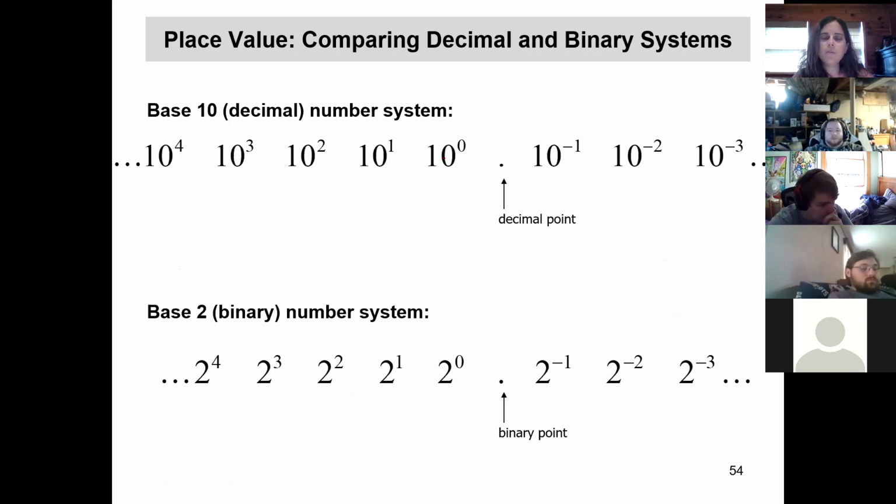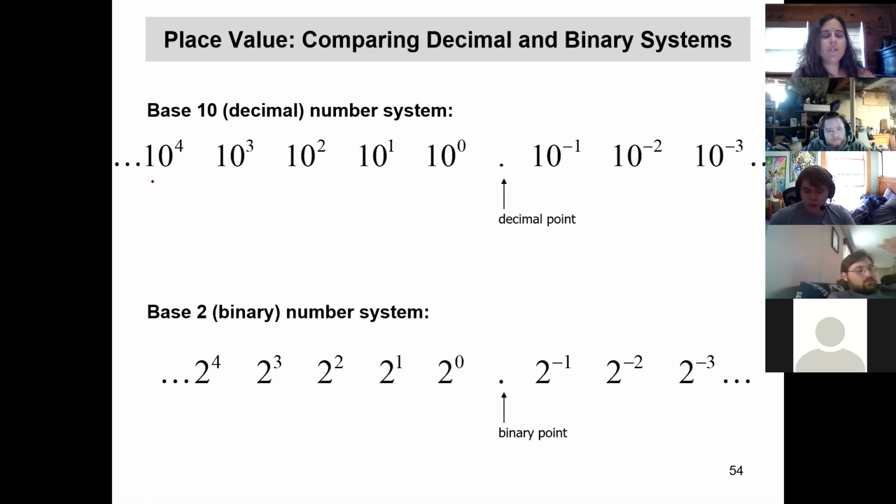And then if we move more to the left, it's going to give you the tens place. 10 to the first is 10. Then the hundreds place: 10 squared is 100. The thousands place: 10 cubed. And so forth. So as we move more to the left, further away from the decimal point, we have a higher power of 10.